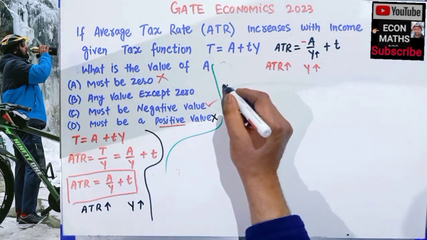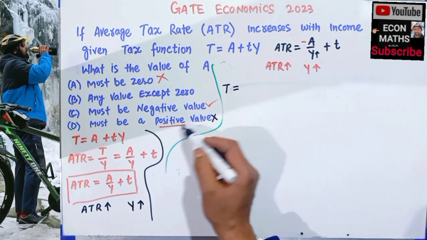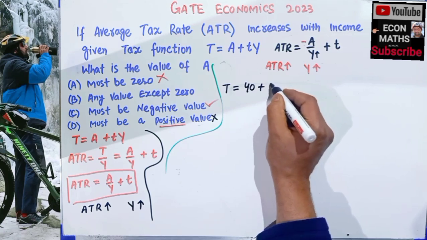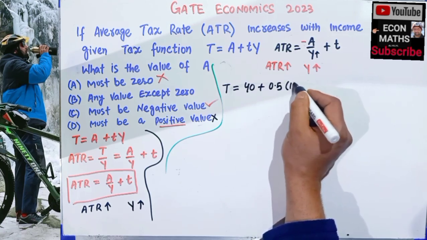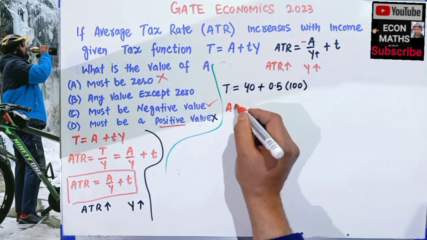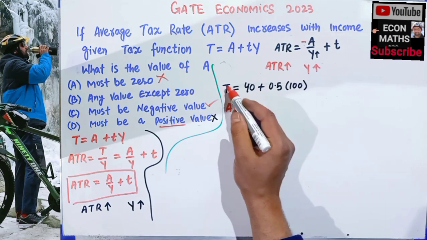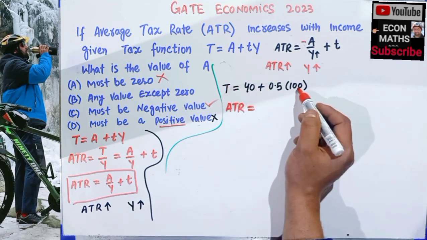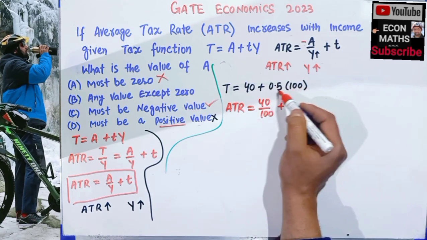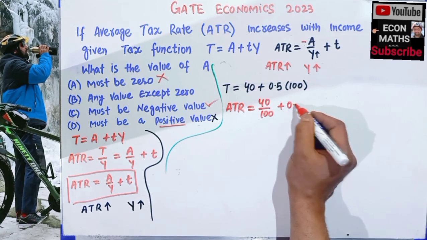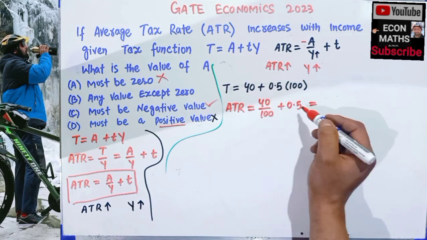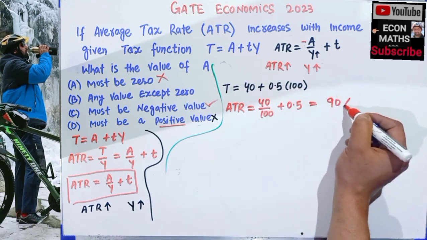Let us take the tax function T equal to, let's take the positive value of A first. So let us say we have 40 plus 0.5 times 100. 0.5 denotes the 50% here. Then what is the average tax rate? Average tax rate is simply tax upon the initial income. Initial income is 100, so it becomes 40 upon 100 plus, here 100 and 100 will get cancelled. We will be left with 0.5. Remember, this 0.5 is 50%, so this is 40%, this is 50%, it comes out to be 90%.